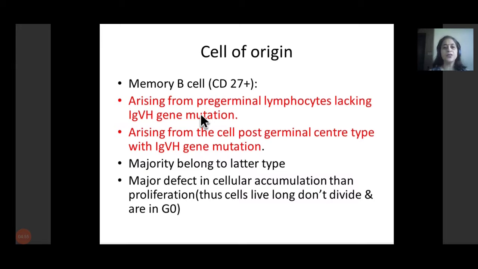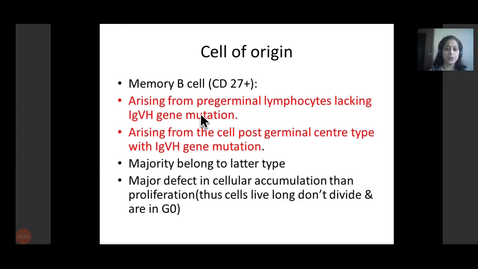and there are two pathways through which this can arise. One is from the pre-germinal center lymphocytes, which lack immunoglobulin heavy chain gene mutation, and the other is with the gene mutation. That is the post-germinal and the pre-germinal. This is based on the lymph node architecture.